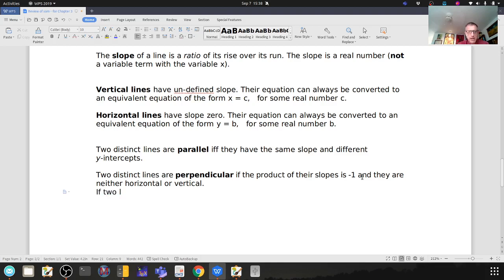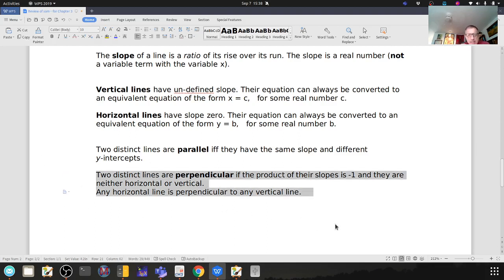Any horizontal line is perpendicular to any vertical line. So there we have all lines taken care of in that bit of information right there.